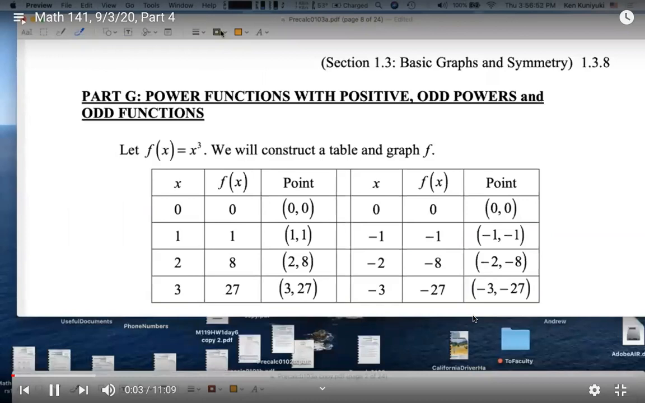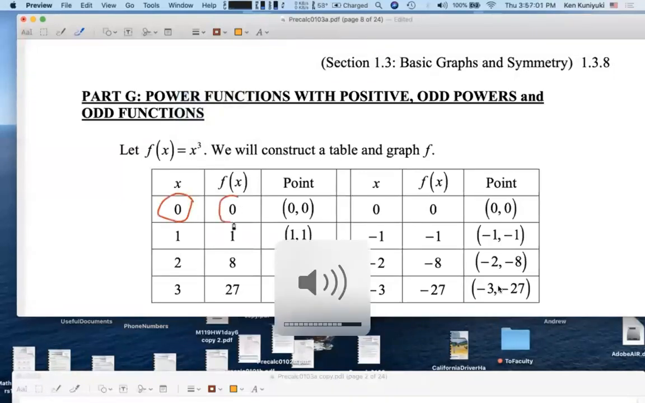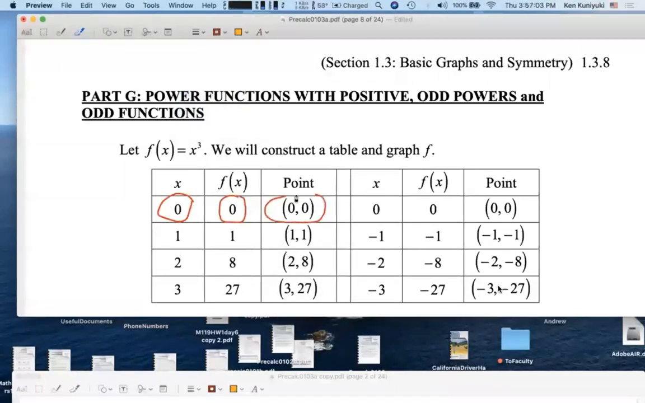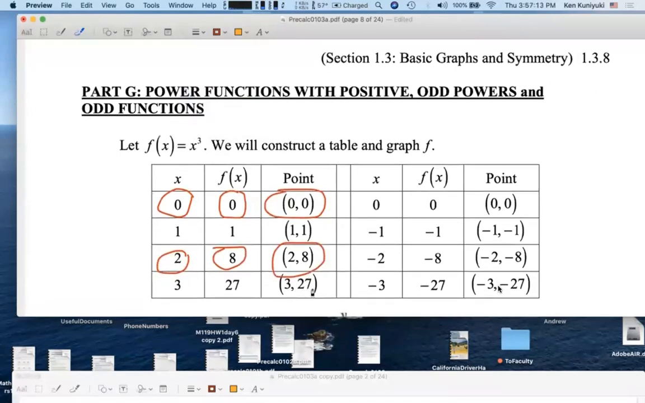Well, how do you graph y equals x cubed, or x to the third? Let's point plot. The cube of 0 is 0. Once again, the graph goes to the origin. The cube of 2 is 8. The point (2, 8) lies on the graph. Sorry, (3, 27) might be too ambitious.